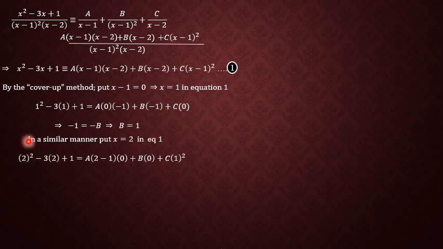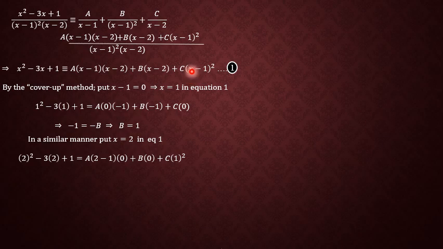So I have 2 squared, because there's x squared here, minus 3 times 2, since my x is 2, then plus 1, being equal to a times, what is my x? My x is 2. A times 2 minus 1 times 0, because if I put 2 here, 2 minus 2 is 0. So this term will actually fall out, and this is b, so I have 2 minus 2 is 0. So this term will also fall out. I'll be left with c.